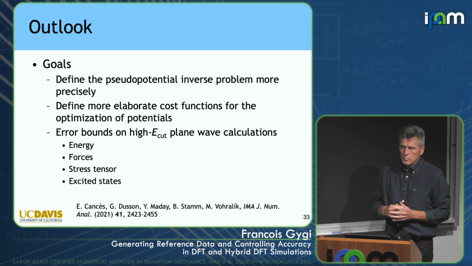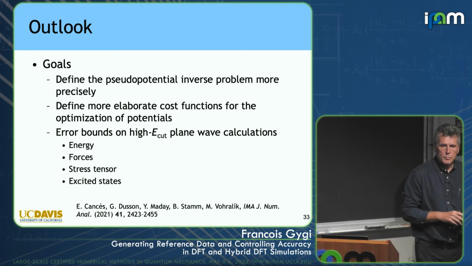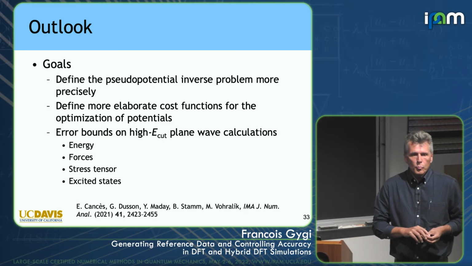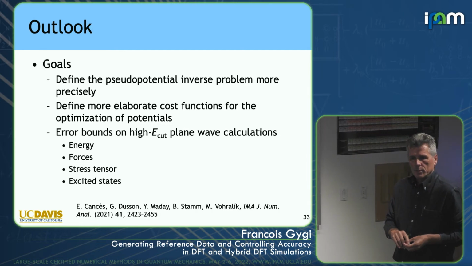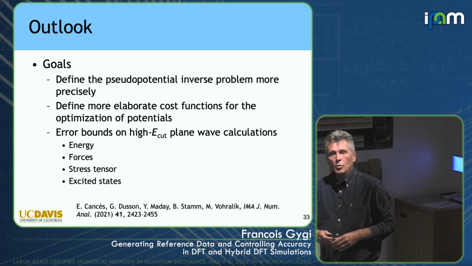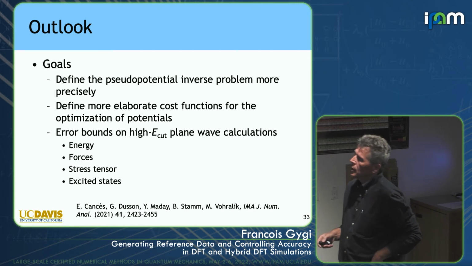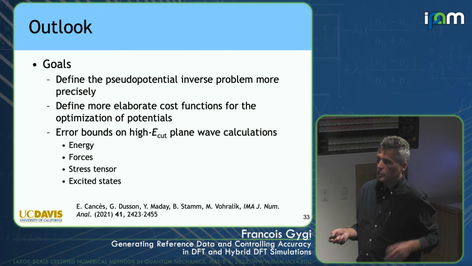What I would like to mention here in this audience as further goals would be, first, to try to formulate the pseudopotential problem a little bit more precisely with the help of mathematicians, and maybe make progress in that and help us understand errors. We would necessarily also have to invent more elaborate cost functions to try to improve these pseudopotentials.